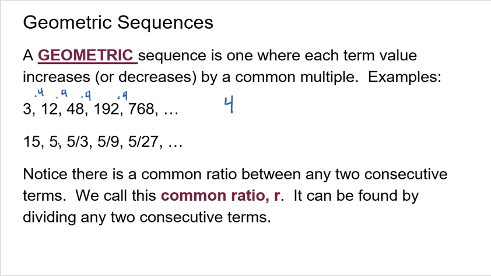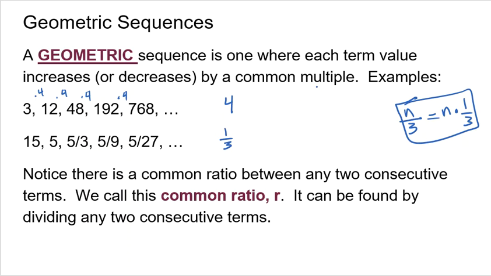In this next one, we're not multiplying by 4, we're dividing by 3. Or, remember, dividing a value by 3 is equal to multiplying by the reciprocal, 1/3. That's certainly true, right? So again, 15 times 1/3 is 5. 5 times 1/3 is 5/3. 5/3 times 1/3 is 5/9. 5/9 times 1/3 is 5/27. So we're multiplying by 1/3.